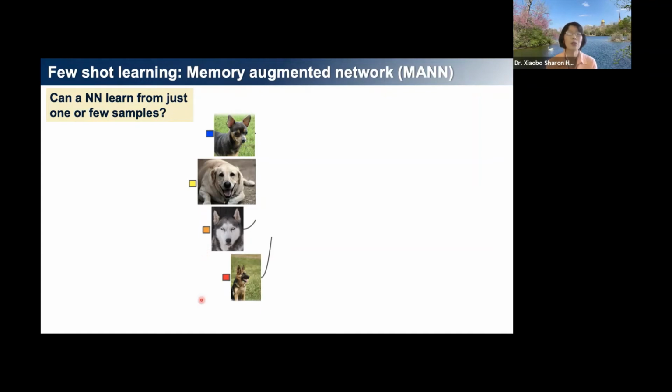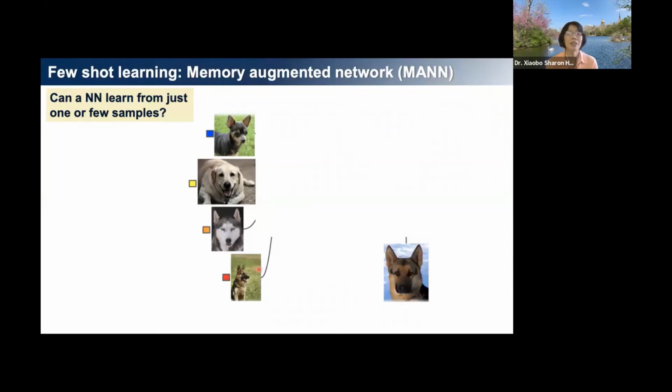So there is something new, or I shouldn't say new, in the machine learning community it's not that new anymore. In the last, I would say, 4 or 5 years, people have started looking at few-shot learning. And one particular few-shot learning model is called the memory augmented model.